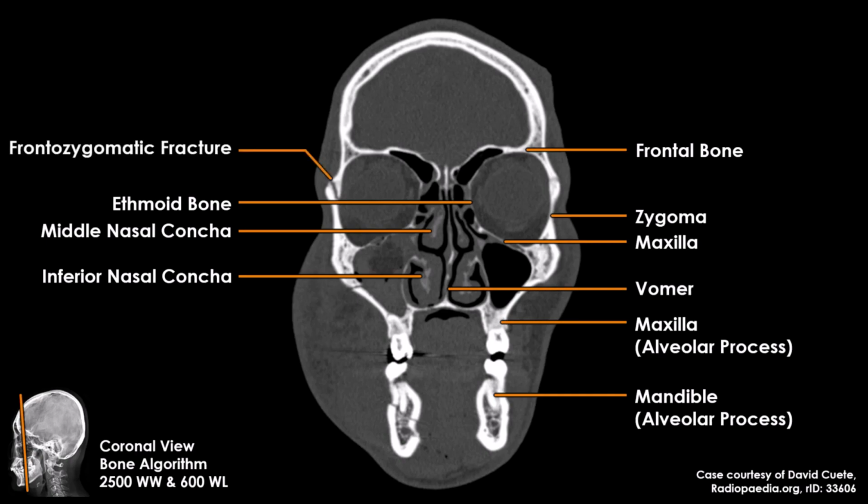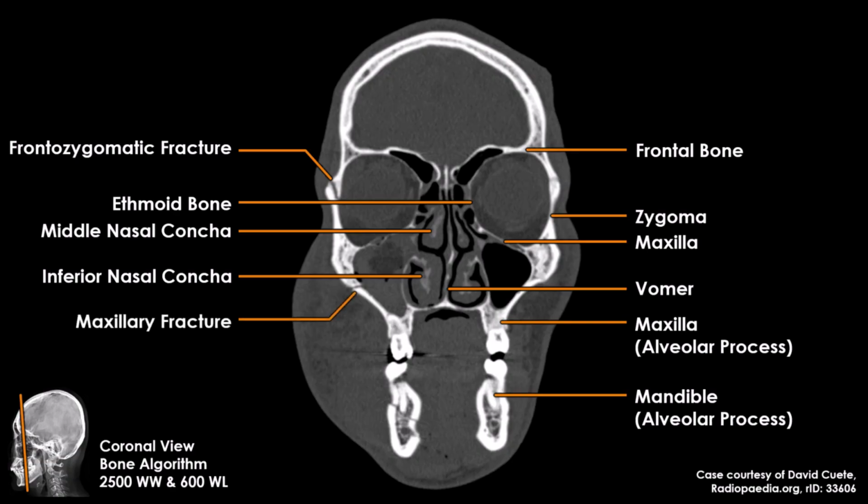There is a fracture at the frontozygomatic suture, also called the zygomatico-frontal suture. This is the point at which the frontal bone joins to the zygomatic bone. You can see that the joint is no longer interlocked and stable. These two bones have been pulled apart as a result of trauma to the face.